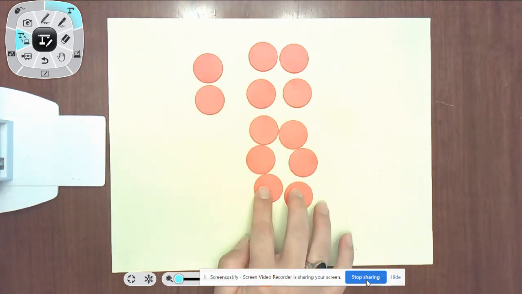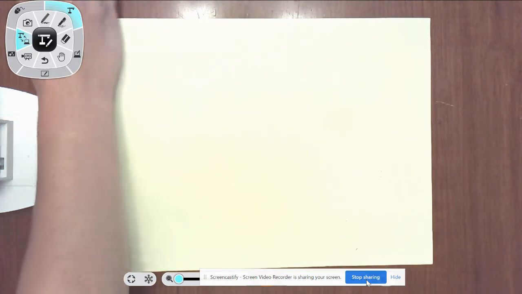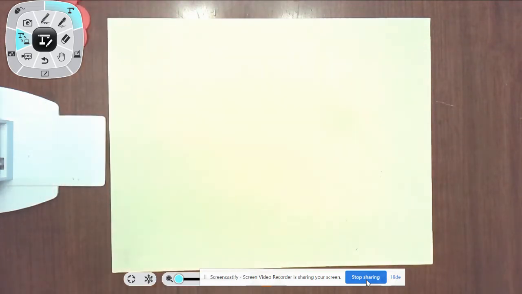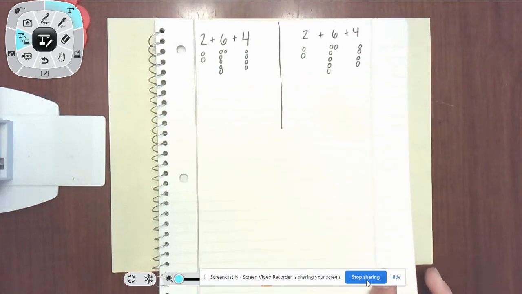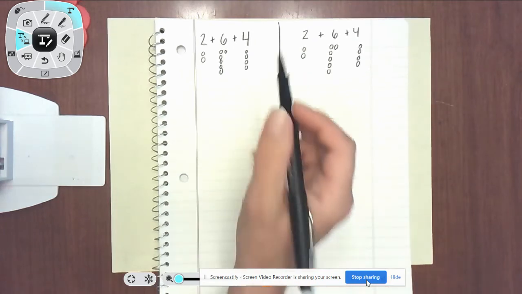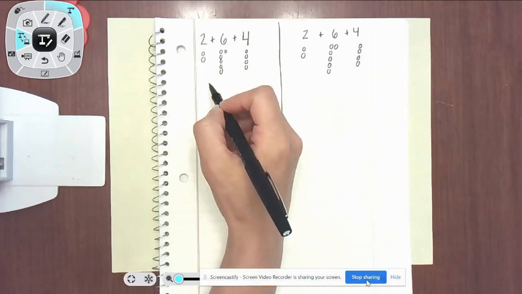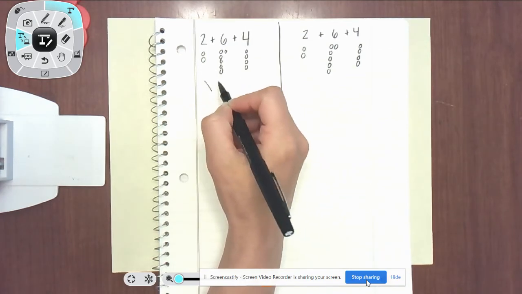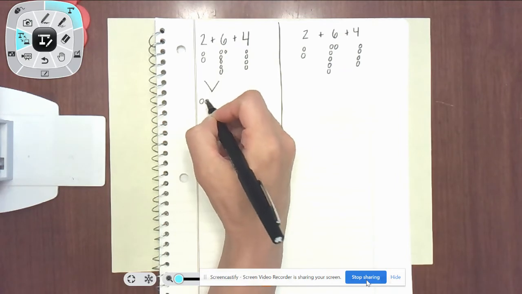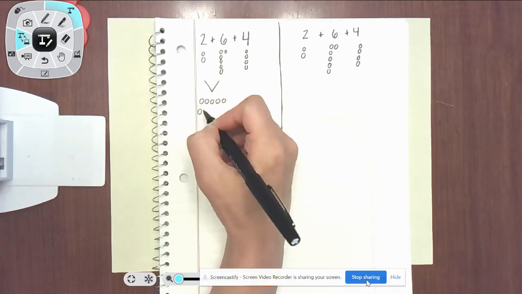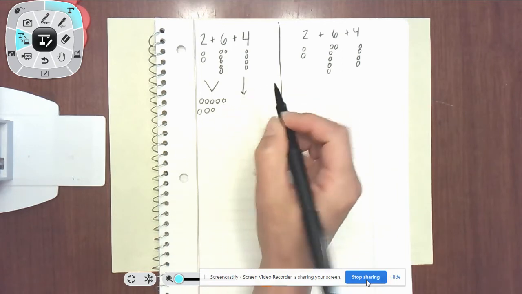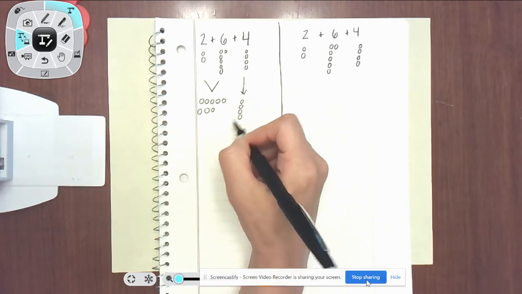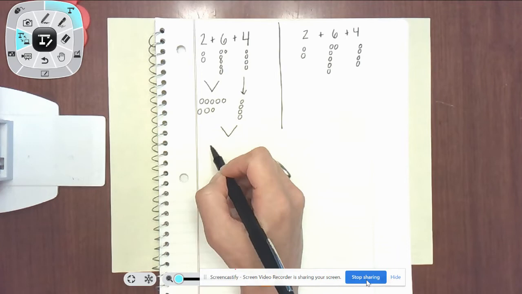So as students continue to build trust with adding 3 addends, they may still need manipulatives to support that. Some students will be ready to bring in quick pictures so they can start to see that it does not change their sum if they put the 2 and the 6 together, giving them 8, and then they brought the 4 together with that 8.